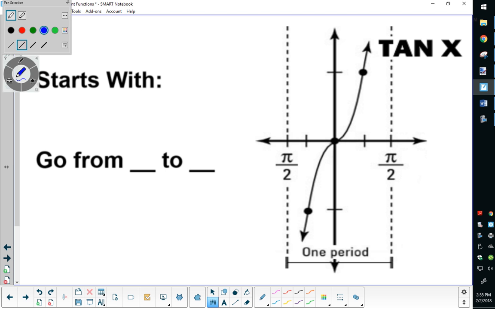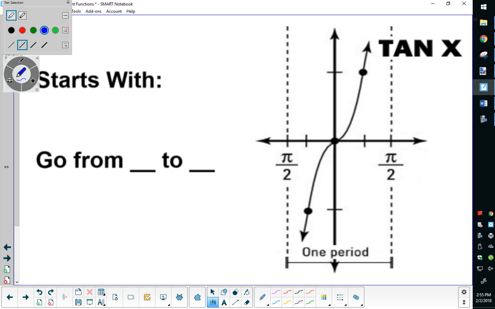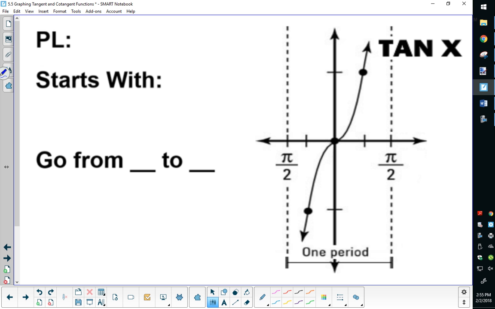Here we go. We are graphing tangent. If I'm graphing tangent, it looks like that thing right there. That's what we just did on the other side of the paper. That's what tangent would look like. What is the period length of a tangent graph? That is pi. If you look, you go from half a pi this way, half a pi that way, and if you go a half each way, you get a full. So my period length is pi.